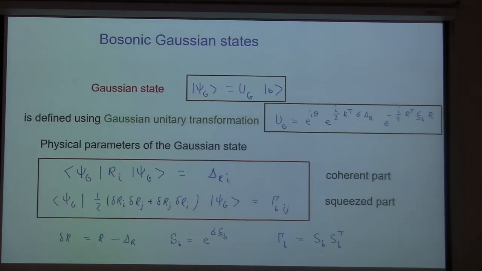Why is this useful? Because knowing these transformation rules, we can now prove some very useful properties of Gaussian states. We define Gaussian states using the shift transformation and the generalized Bogolyubov transformation. If I take the expectation value of X and P, I get precisely the addition in my shift operator. If I want to look at fluctuations, I notice that delta R is how the variable R differs from its average value. We can easily calculate the second-order fluctuations of delta R, which are given by this correlation function. In the language of quantum optics, this is called the squeeze part of the bosonic variables.